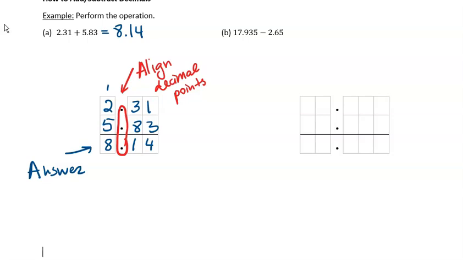Let's try it with subtraction. The rule is the same. We're going to stack the numbers and align the decimal points. So I'm going to start with the first number, 17.935. Now when I position the second number, I want to make sure that I align decimal points. So that means that 2 has to be placed here and then 6 and 5 right here. So the decimal points are aligned, including the decimal point in the answer.